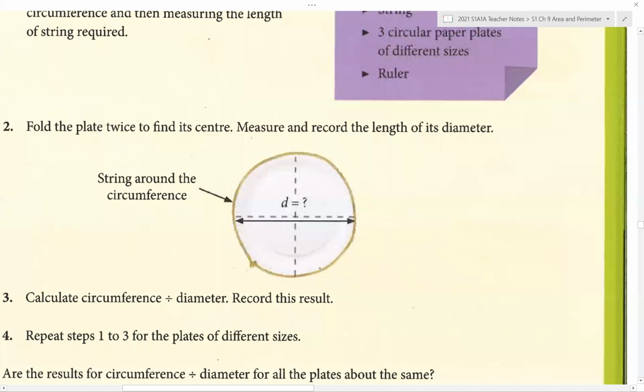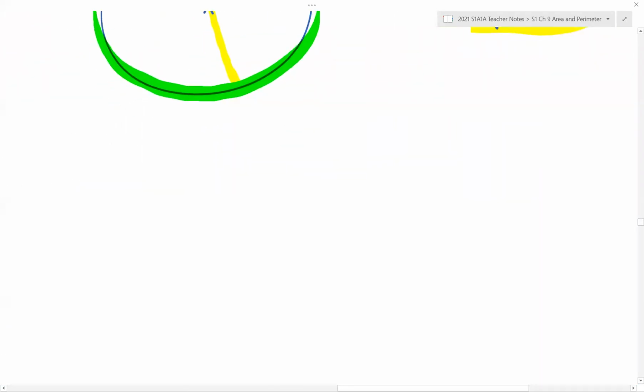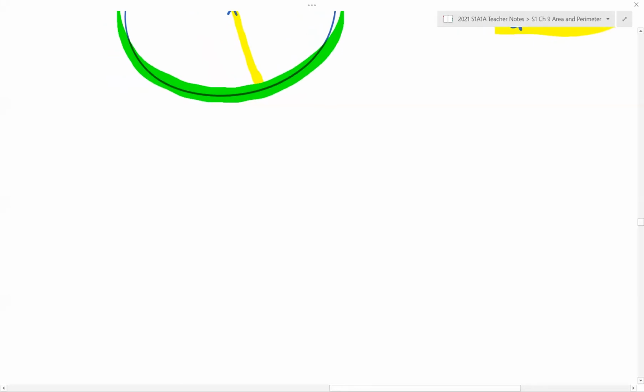Okay, now, did you all learn the formula for area of a circle in primary school? Don't have. Okay, how about the circumference of a circle? Did you all learn it in primary school? I think some of you learned, some of you didn't learn. Yeah, it's got to do with pi.